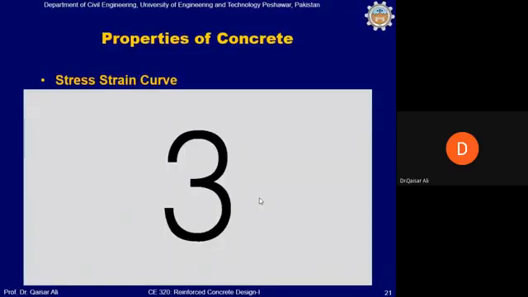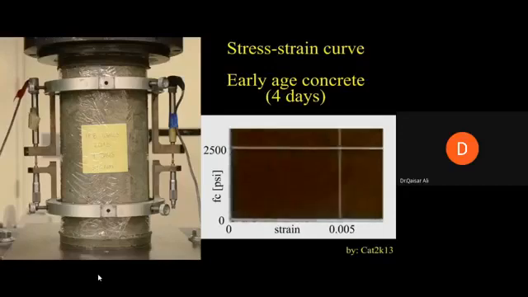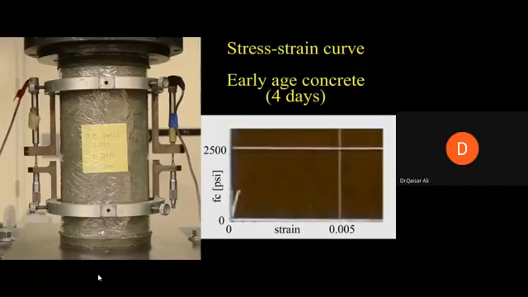Okay, next I will show you a video which is a test on a concrete cylinder. The stress strain curve and the test of the cylinder are both shown side by side. The cylinder age is 4 days. The concrete age is 4 days. So you can see 4 days early age concrete.